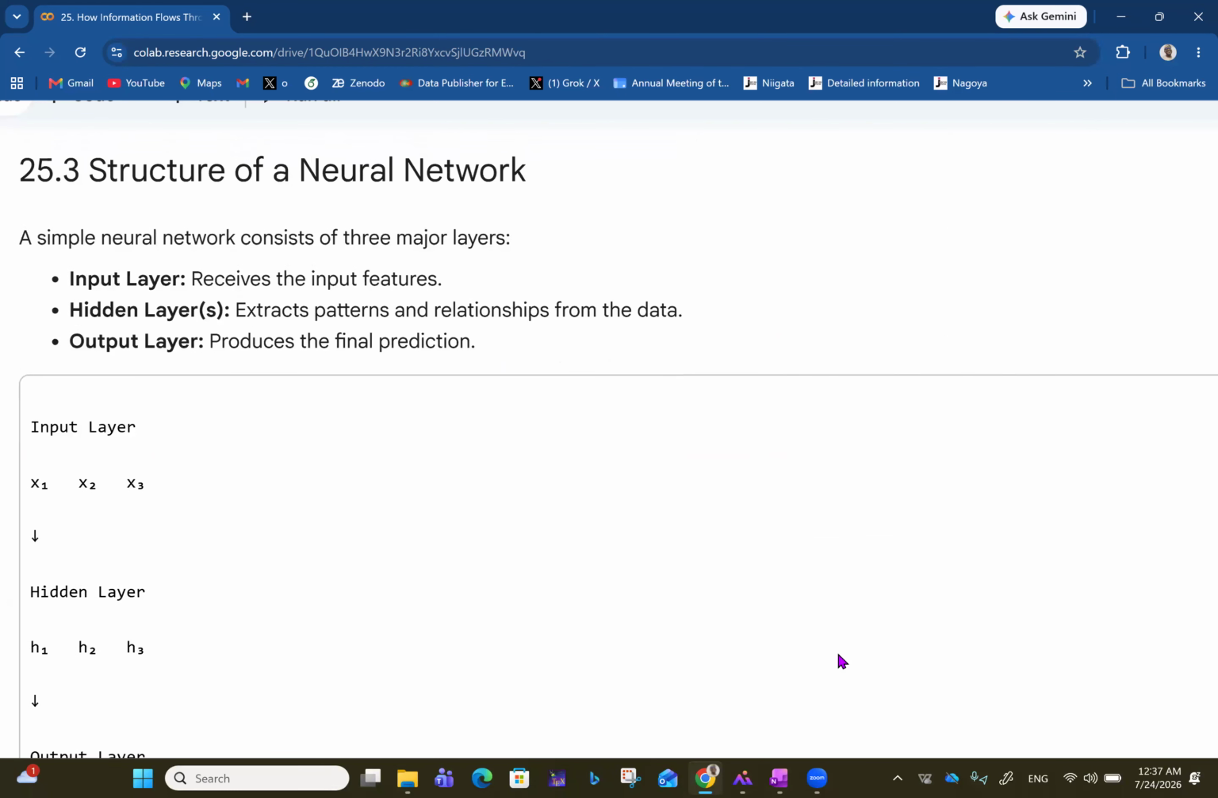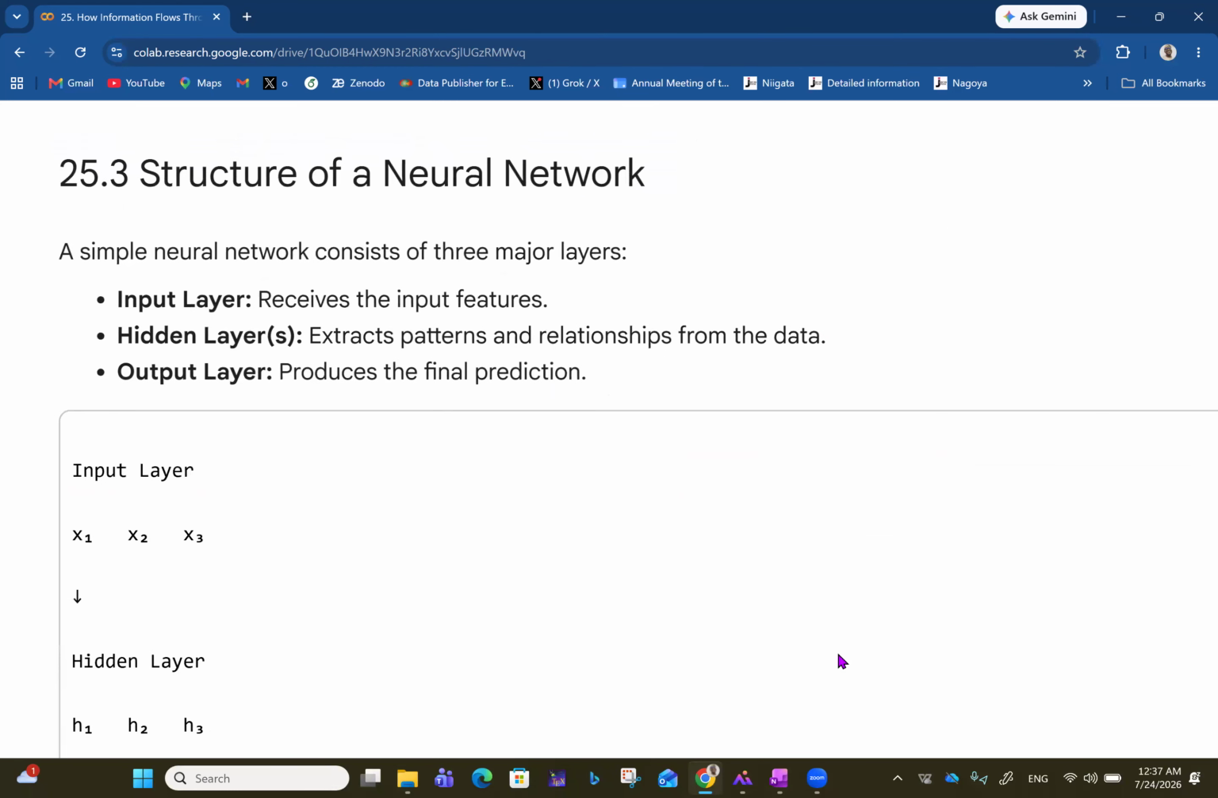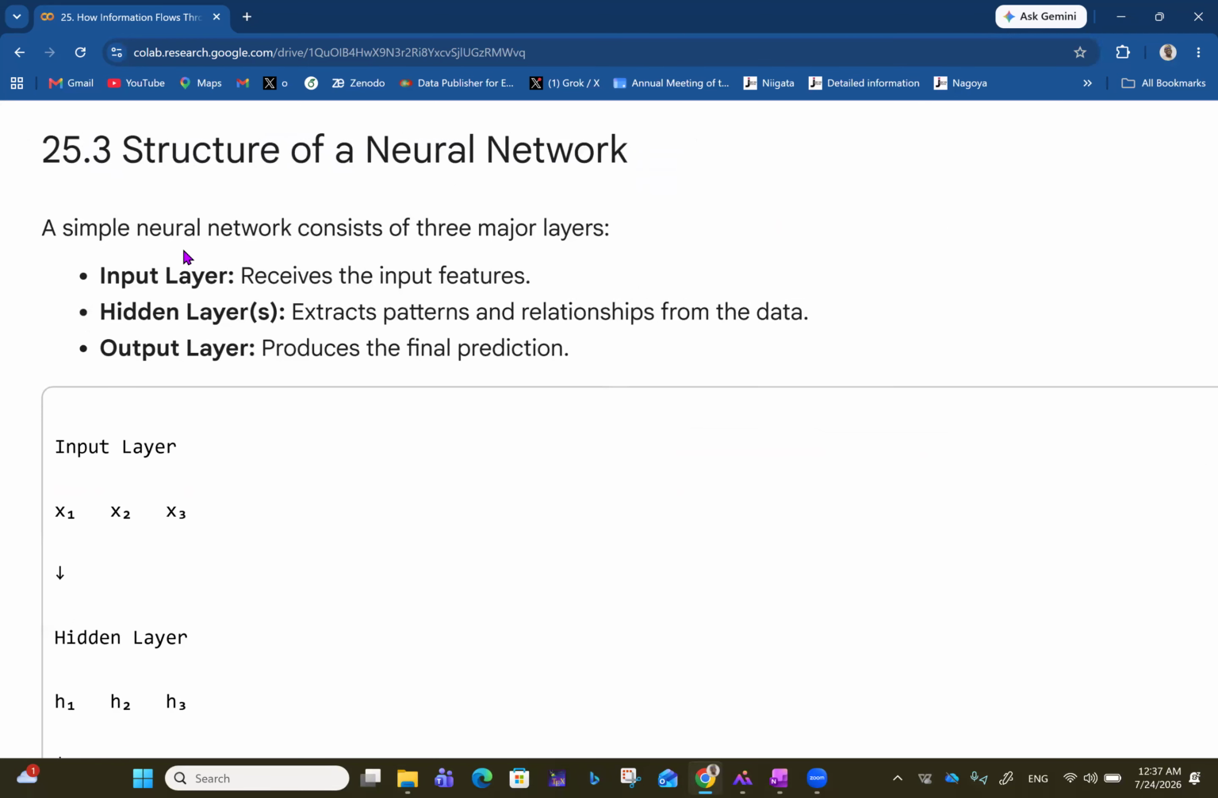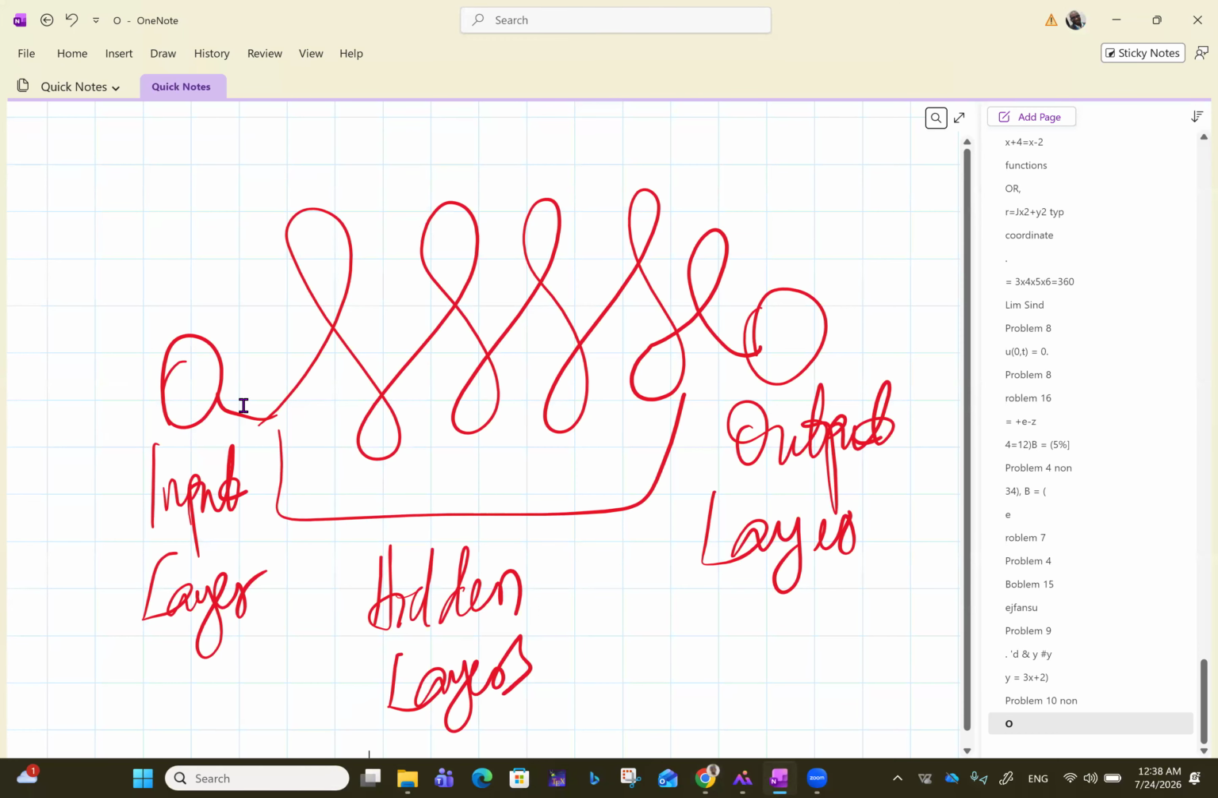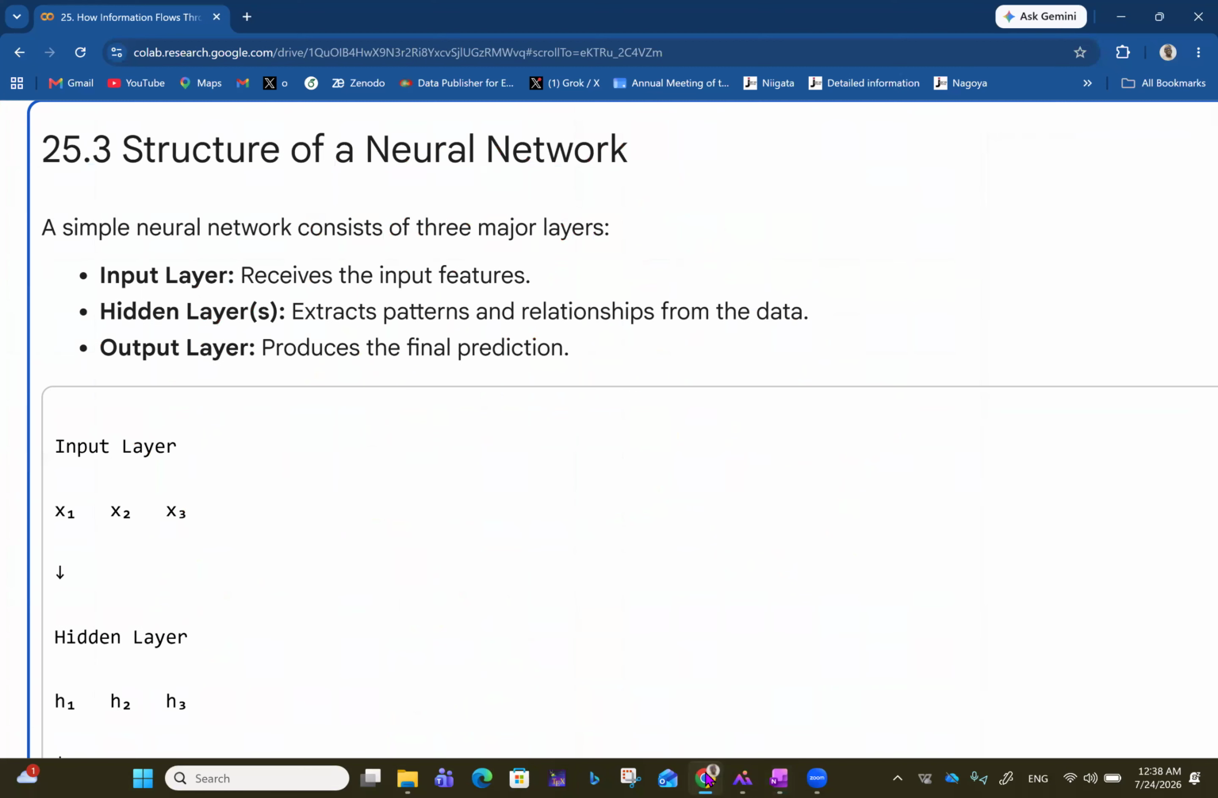Now, the structure of a neural network. A simple neural network consists of three major layers. You have the input layer, which receives the input features. You have the hidden layers, which extract patterns and relationships from the data, like what I showed right here. You have the output layer, which produces the final prediction.